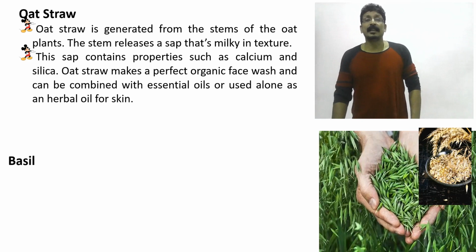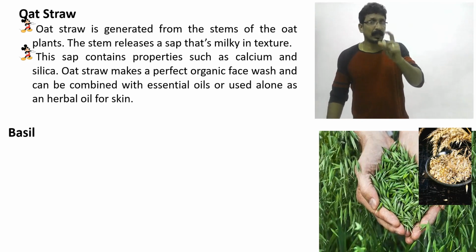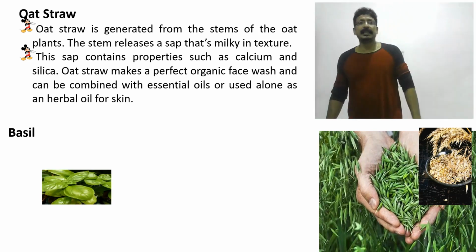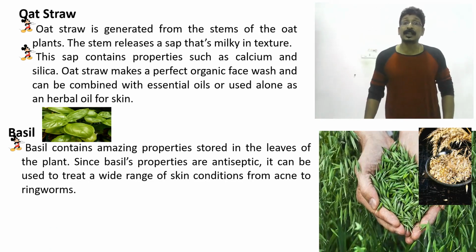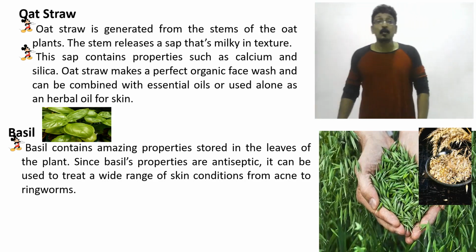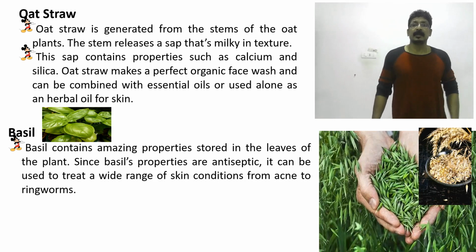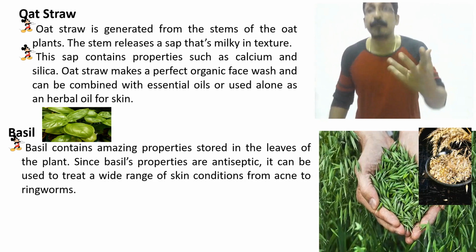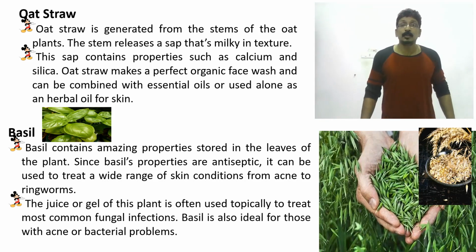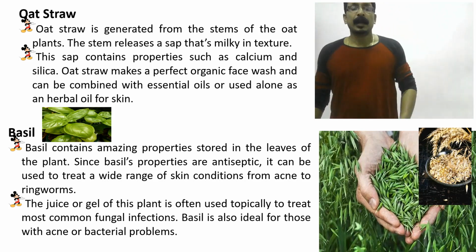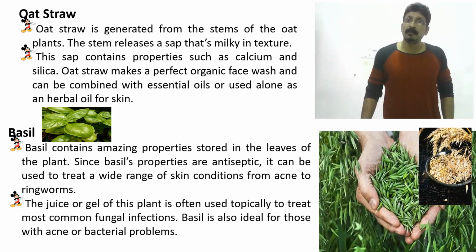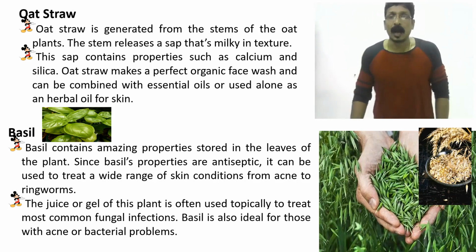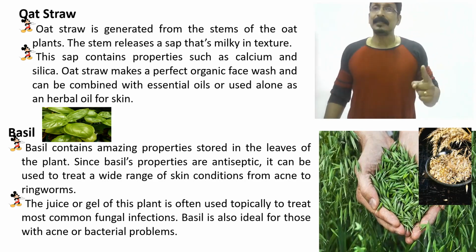Basil. It's not like tulasi. It's slightly different, the same varieties. You can see the leaf, and a powder can also be obtained from basil. Basil contains amazing properties stored in the leaves of the plant. Since basil's properties are antiseptic, it can be used to treat a wide range of skin conditions, from acne to ringworm. Even for ringworm it can be used, the basil leaves. The juice or gel of this plant is often used topically, externally, to treat most common fungal infections. Basil is also ideal for those with acne or bacterial problems.